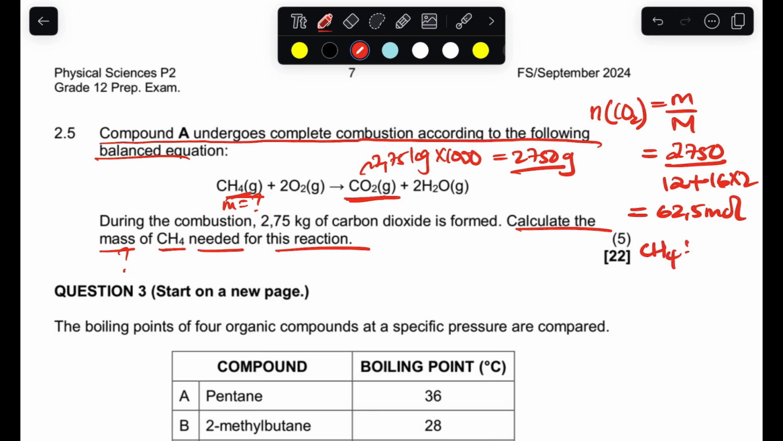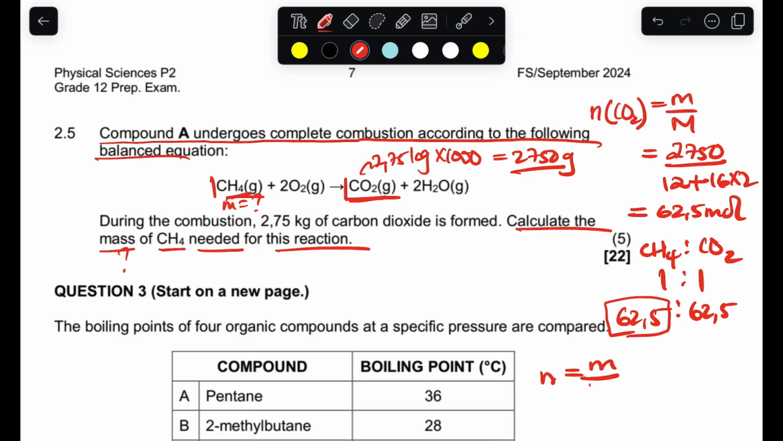So it's going to be methane is to carbon dioxide, and the ratio between them is 1:1. And then what do we have? It's the carbon dioxide, it's 62.5, and if it's 1:1, it's going to be the same, it's 62.5, right? And then I'm going to change this number of moles, now that we have an answer, into mass.